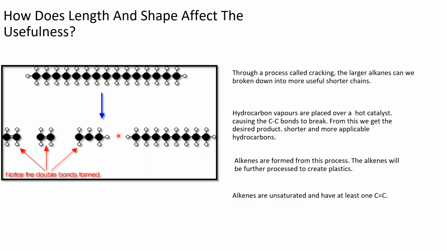The difference, including the double bond, is that the alkenes with the double bond are unsaturated, and they must have at least one carbon-to-carbon double bond.